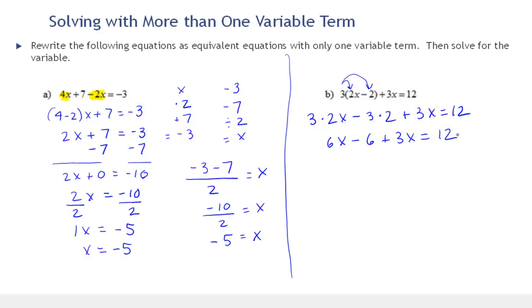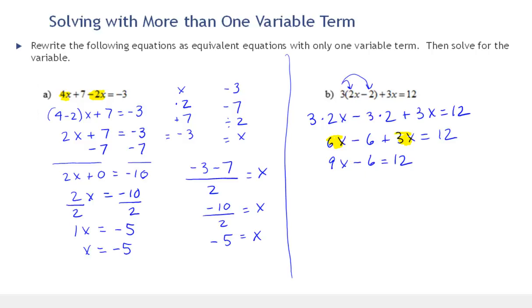So we've used the distributive property. In this case we needed to, whereas here we did not. Now we're going to combine like terms where we can. So we have a 6x and a 3x on the left. There are no other constants on the left, so that's all I can combine. And 6x plus 3x, we could use the distributive property, but let's just start using the fact that we can add the coefficients. 6 plus 3 is 9x minus 6 equals 12. So now we have one variable.